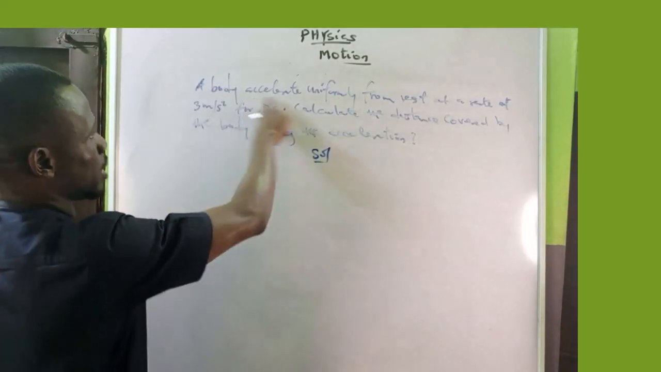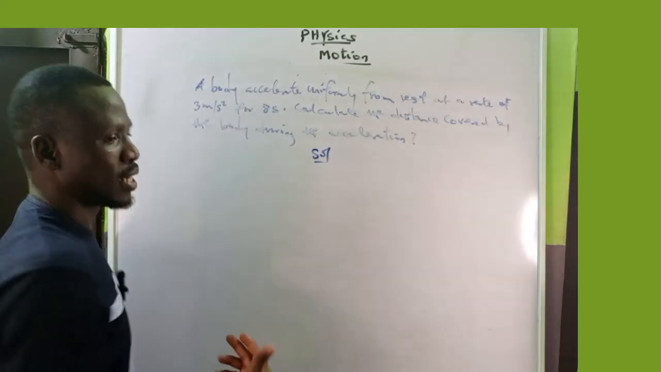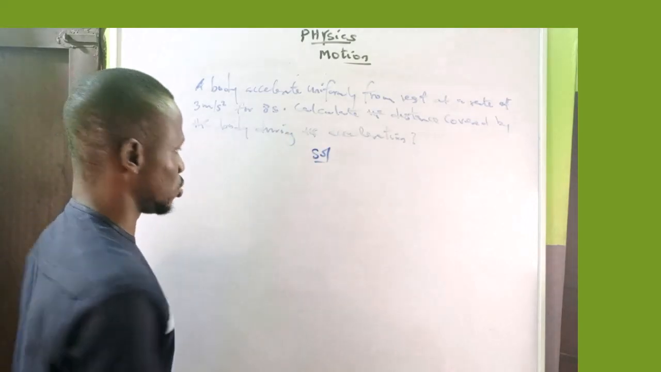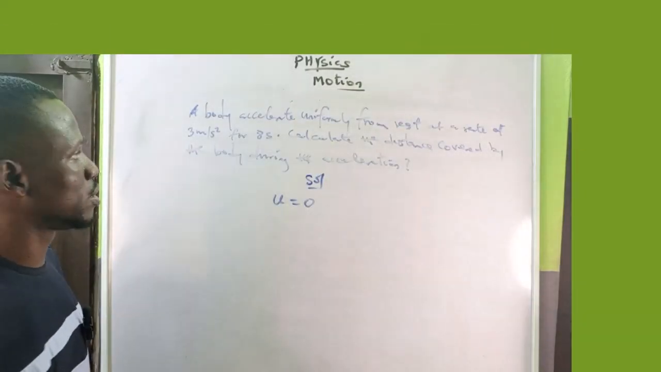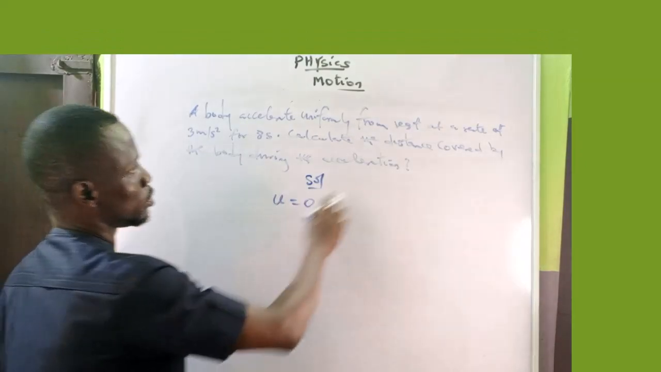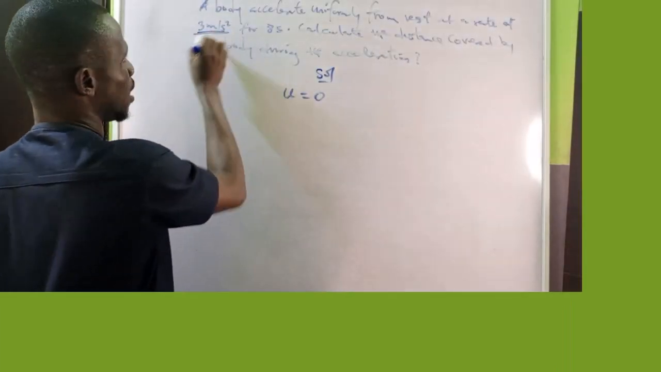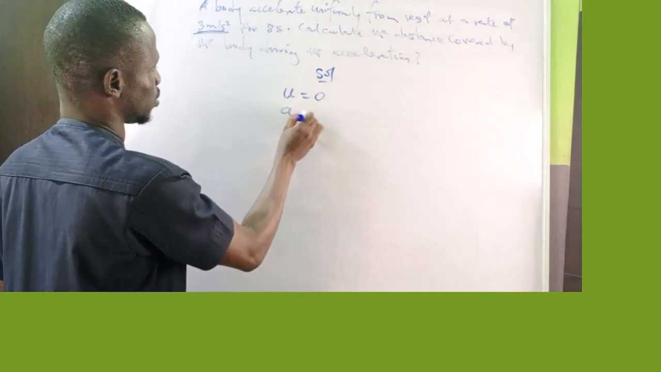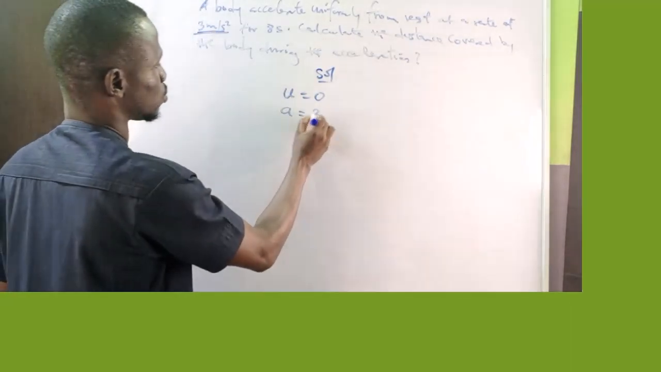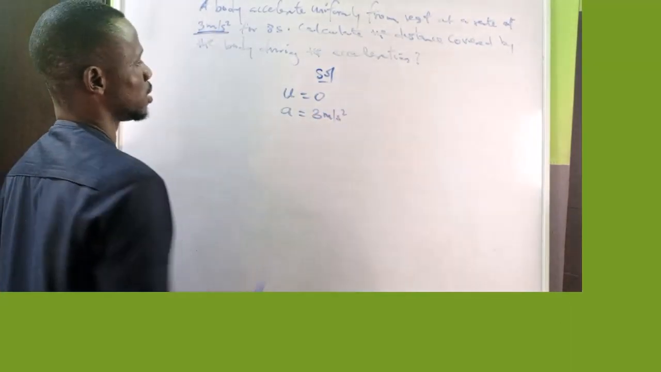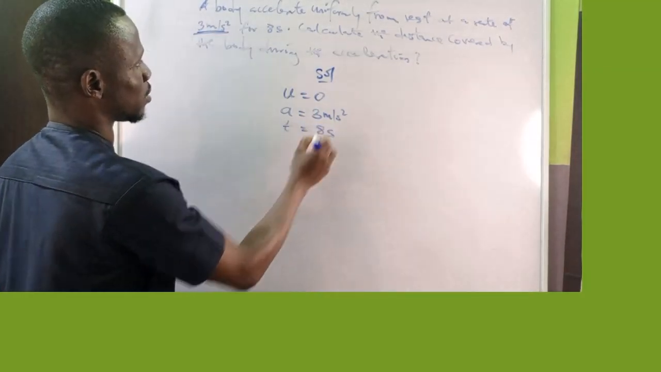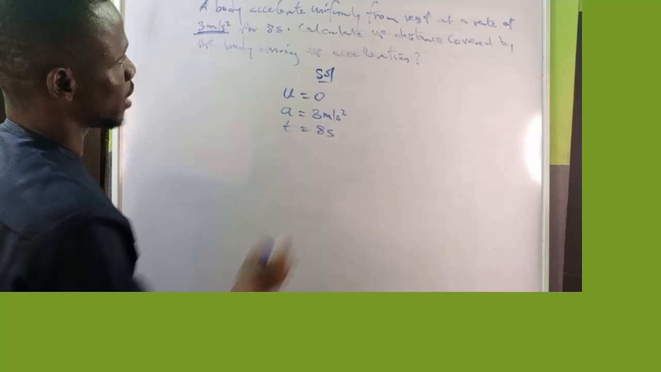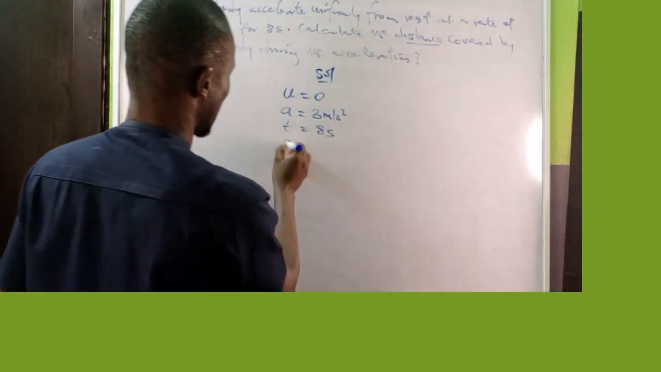Okay, the next question: a body accelerates uniformly from rest. Anytime you hear that a body starts from rest, U is 0. If a body comes to rest, V, the final velocity, is 0. So the initial velocity is 0. Remember that acceleration is meter per second squared. So 3 meter per second squared is the acceleration, and the time is 8 seconds. They're asking us to calculate the distance, S.